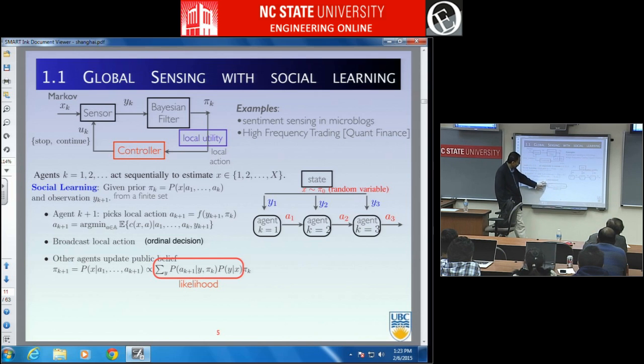Now look at this box enclosed in red. In standard Bayes' rule, this would be a likelihood. Now this is a likelihood of the action rather than the observation.